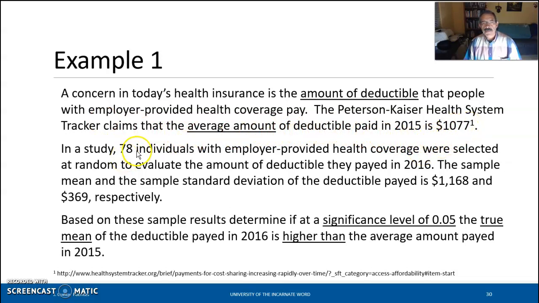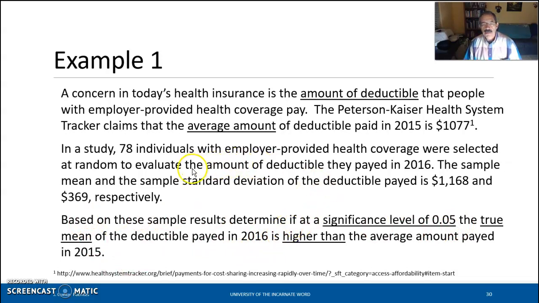So in a study, 78 individuals with employer-provided health coverage were selected at random to evaluate the amount of deductible they pay in 2016. The sample mean and the sample standard deviation of the deductible pay are $1,168 and $369 respectively. Now, based on these sample results, we want to determine at a significance level of 0.05 if the true mean of the deductible pay in 2016 is higher than the average amount paid in 2015.